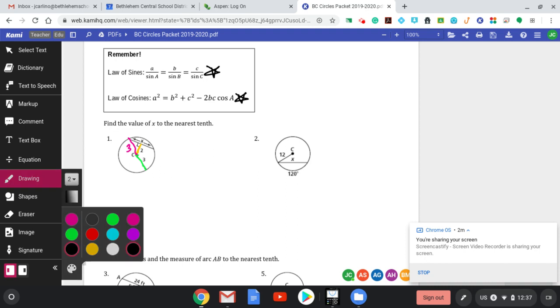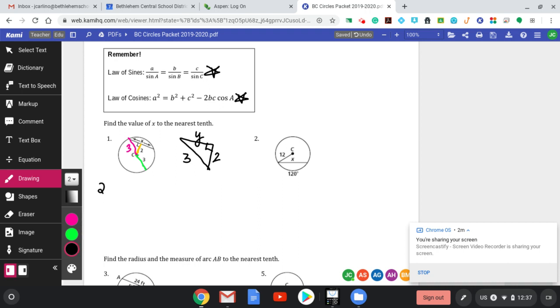And look what I've just created. I'll draw it out here. We've created a right triangle where the hypotenuse is 3, one leg is 2, and I believe we could find the other leg. And remember, that's half of the full chord because the diameter bisects the chord. So now we can do a little Pythagorean theorem. 2 squared plus y squared equals 3 squared. Move everything over. Y squared should be equal to 5. So y is equal to the square root of 5.